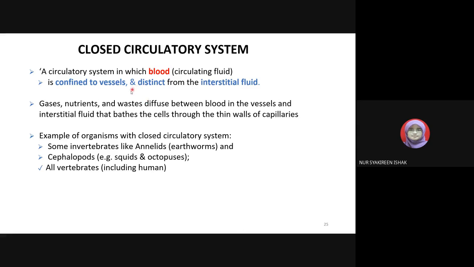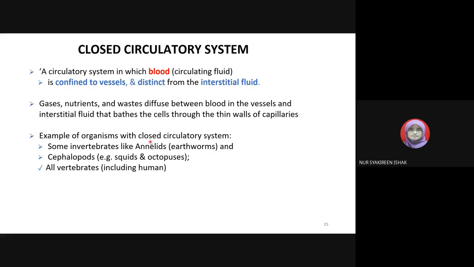So the heart pumps the blood into arteries, then arteries into arterioles, into blood capillaries within body tissues. Within the blood capillaries, gases will be exchanged. Nutrients will be distributed to body cells, and then waste will be diffused into blood capillaries, and then back into vessels, which are venules, and then veins, and then back into the heart.